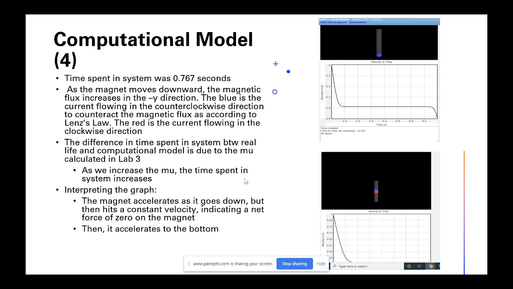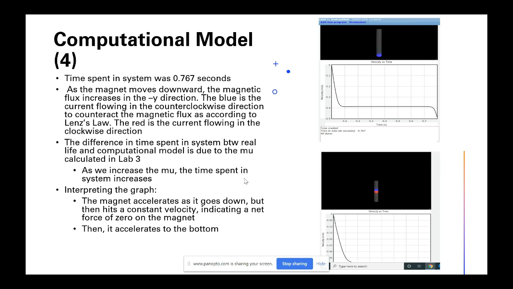So these were the results of our computational model. As you can see, the time spent in system was 0.767 seconds. Something to note is that as the magnet moves downward, the magnetic flux increases in the negative y direction. The blue circles are to represent the current flowing in the counterclockwise direction to counteract this increase in magnetic flux, according to Lenz's law. The red circles are to represent the current flowing in the clockwise direction.